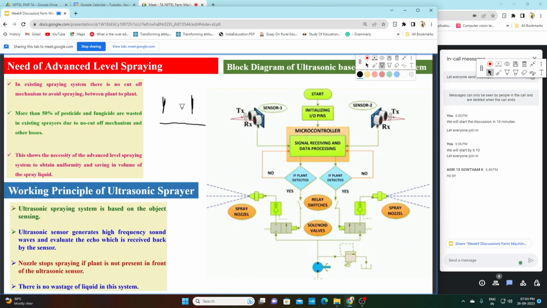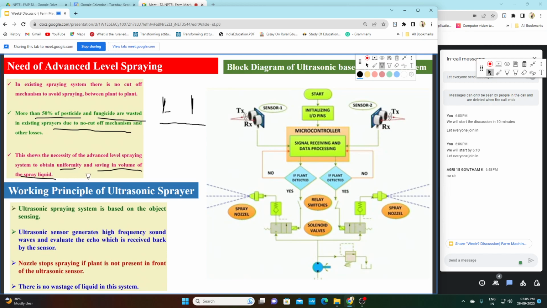That means even if there is no plant in the spacing between two plants, we are spraying there also. This is the main disadvantage of the traditional sprayer. Because of this, more than 50% of pesticide and fungicide are wasted in the existing sprayer due to this no cut-off mechanism. And the third thing is, this shows the necessity of an advanced level spraying system to obtain uniformity and saving in volume of spray liquid.